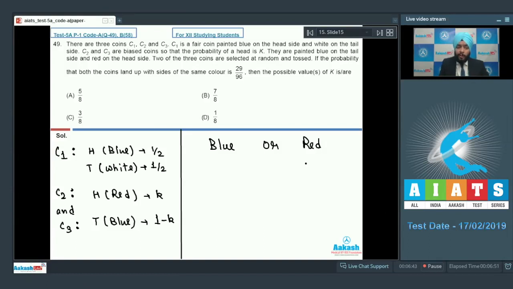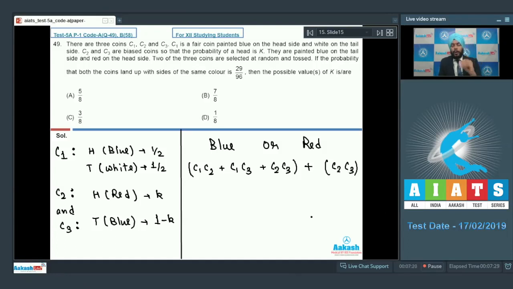Now let us talk about the possibility of 2 faces blue coming up. So 2 faces blue, how can they come up? C1, C2 plus C1, C3 plus C2, C3. If C1, C2 comes, there should be head on C1 and tail on C2. Similarly, if C1, C3 comes, head on C1, tail on C3. If C2, C3 comes, tail on both of them. Plus, for red, C2, C3 as well as head.